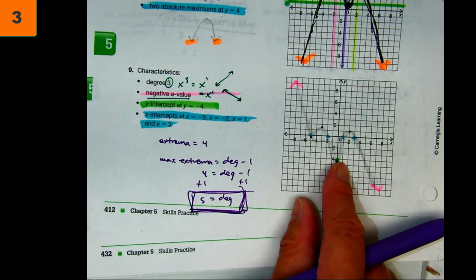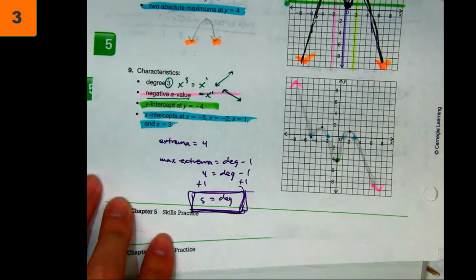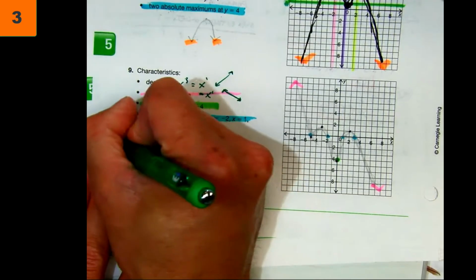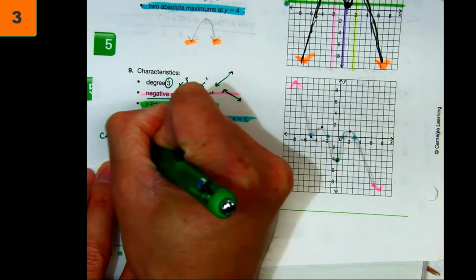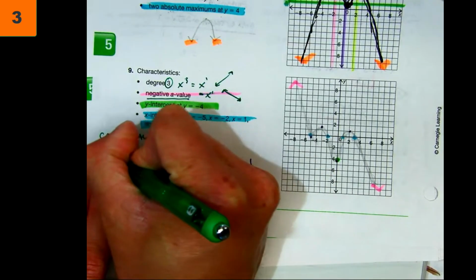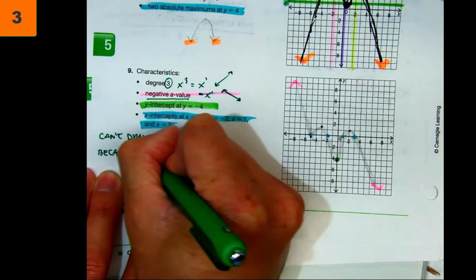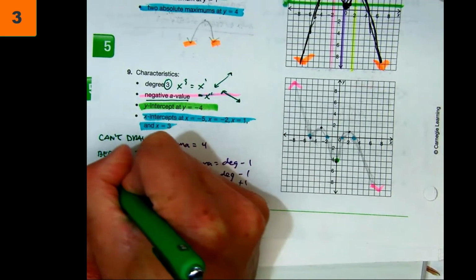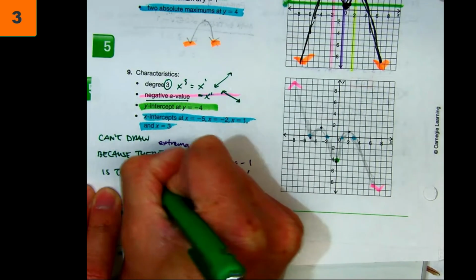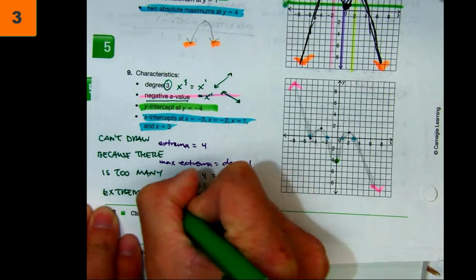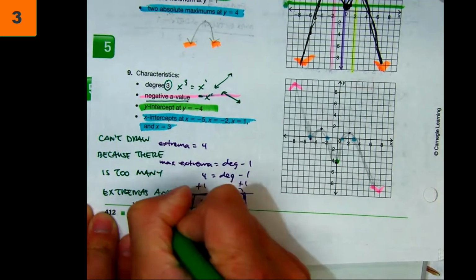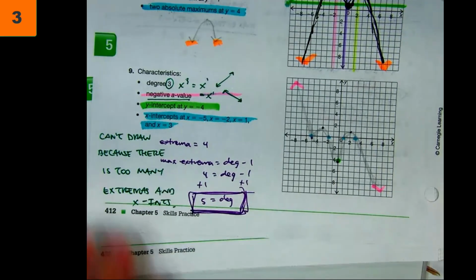You can't draw it because there are too many extremas, that's the one I just explained to you, and x-intercepts. So we're not supposed to be able to draw this picture. Here's the second explanation.